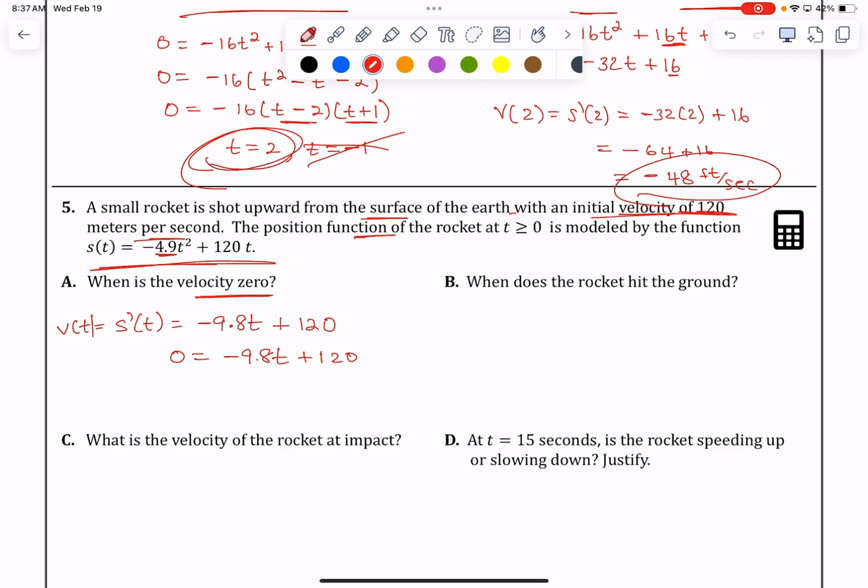Okay. I think I messed up on this. You got to put the thetas. And then you're good. All right, subtract 120. We'll get negative 120 is equal to negative 9.8t, divide by negative 9.8. All right, what is negative 120 divided by negative 9.8?